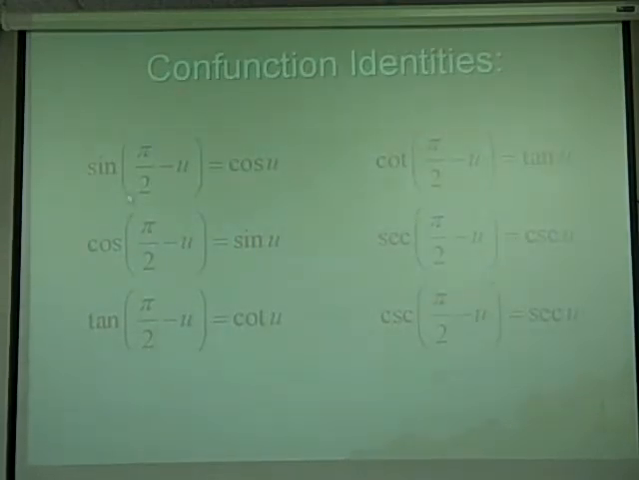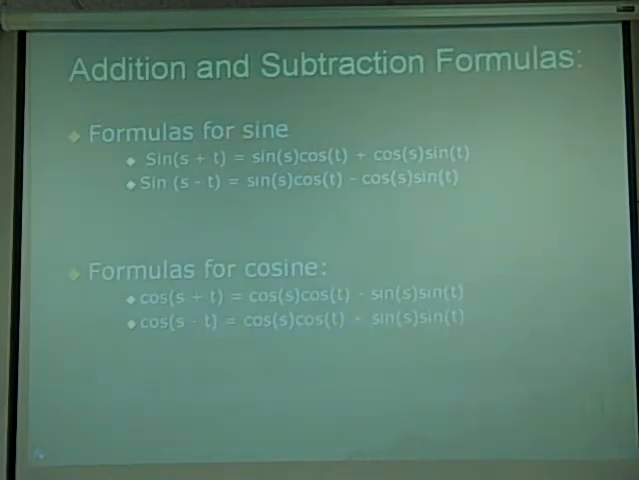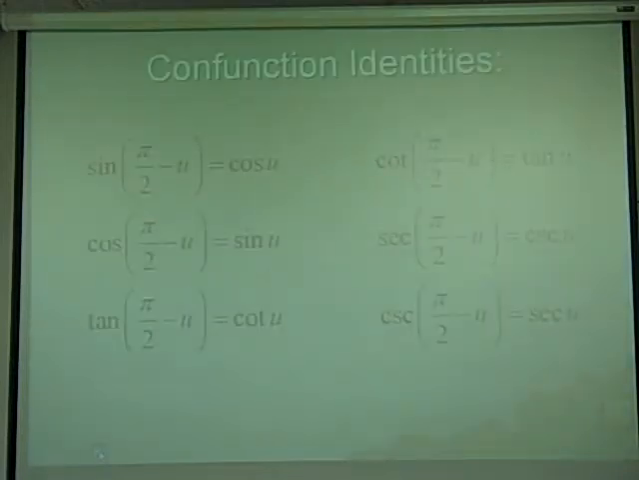Cofunction identities. Here we are looking at sine of pi over 2 minus u equals cosine u. And we're going to use those previous sum and difference formulas, adding and subtracting formulas, to derive, to prove these. And we'll get into those later on. Cosine of pi over 2 minus u is sine u. Tangent of pi over 2 minus u is cotangent u.